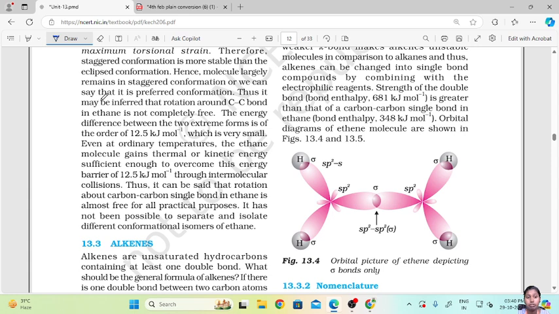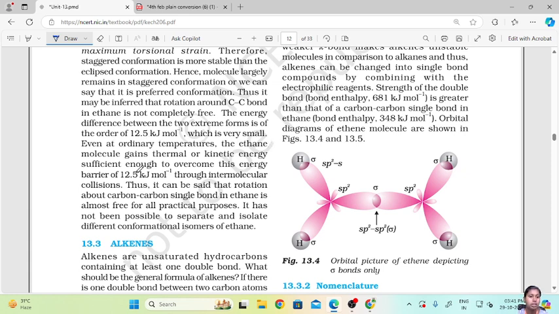There is some kind of repulsive force taking place. The energy difference between the two extreme forms is of the order of 12.5 kilojoules per mole, which is a very small amount.